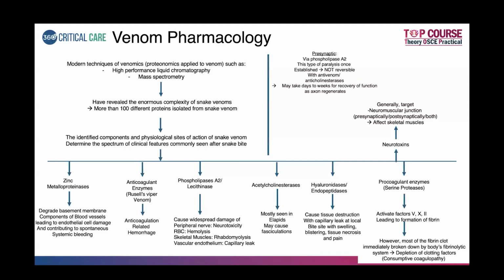So once the action has occurred, the toxin effect is produced. And if it is presynaptic, there is not going to be any reversible activity following anti-snake venom. So it takes days to weeks for recovery of function as the axon regenerates. Then you have postsynaptic, where the target acetylcholine receptors are on a muscle end plate. They respond to acetylcholine, and these are the ones which can be reversed with antivenom or anticholinesterases to an extent. So these are the basic enzymes which you need to know in relation to venom pharmacology.